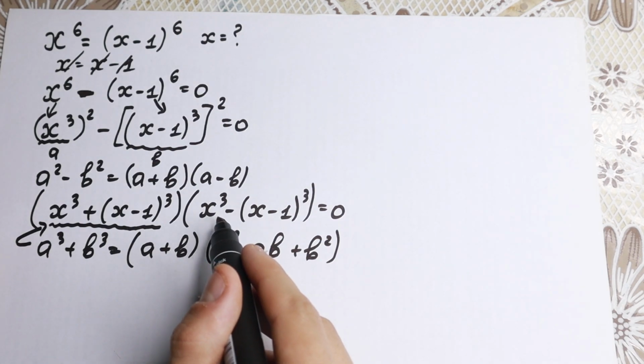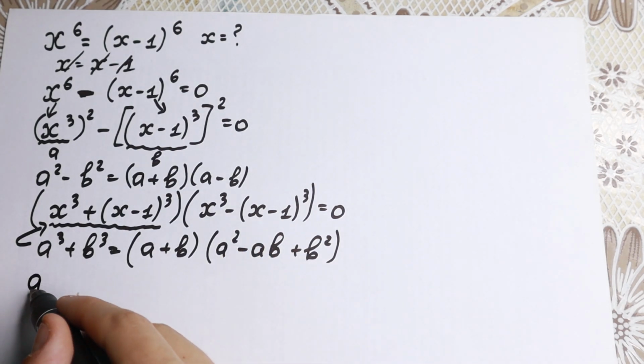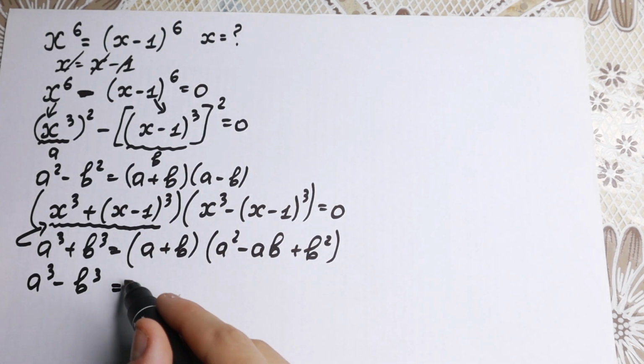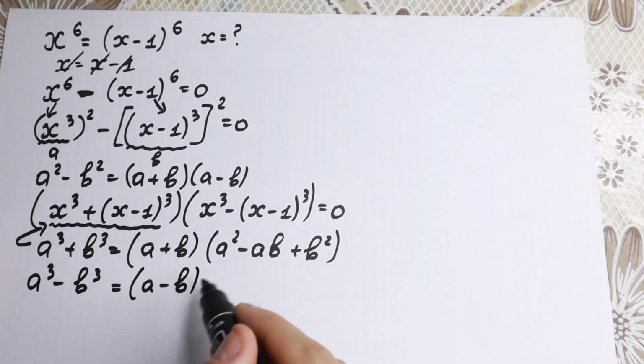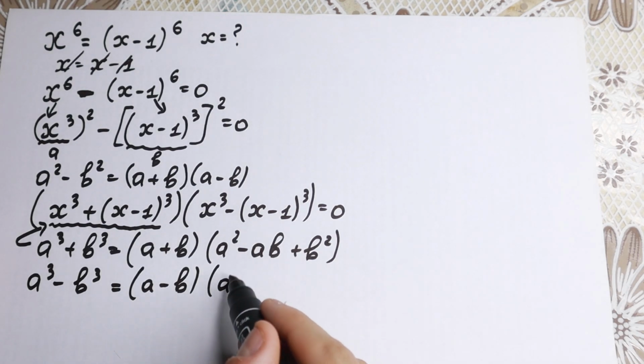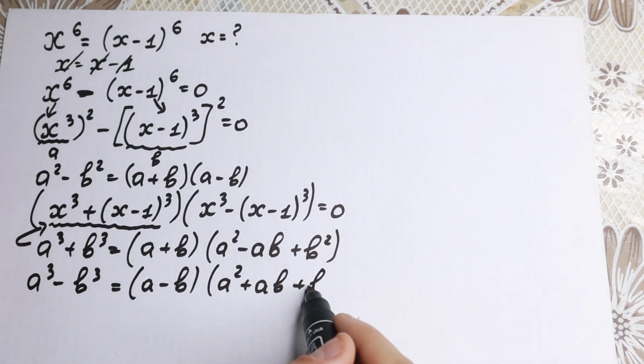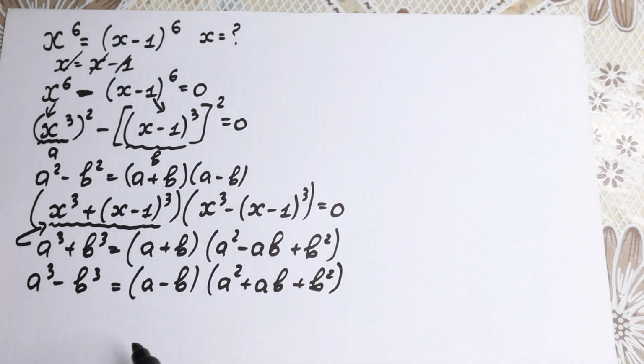What about this one? A difference of cubes. As well, we need to know a formula. So a cubed minus b cubed equals a minus b times, in the second parenthesis, a squared plus ab plus b squared. Okay, let's apply this formula real quick.